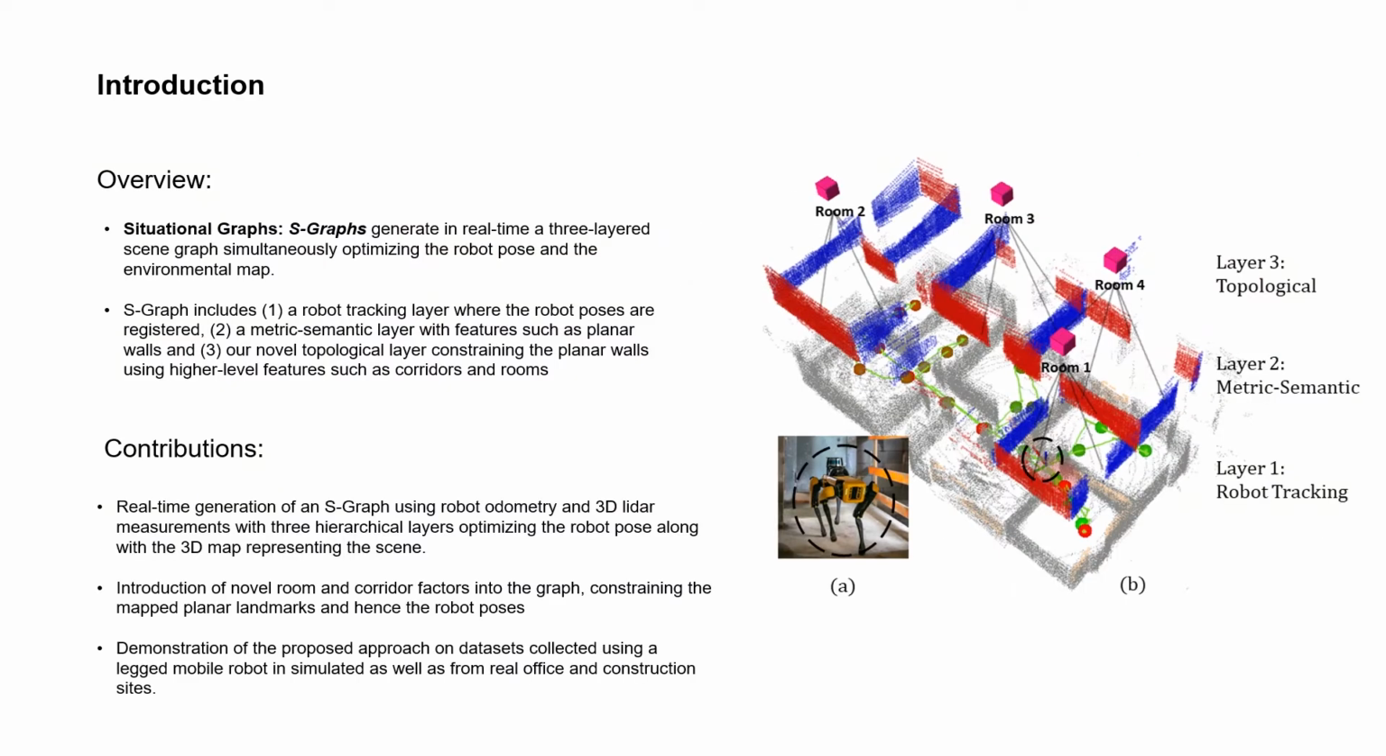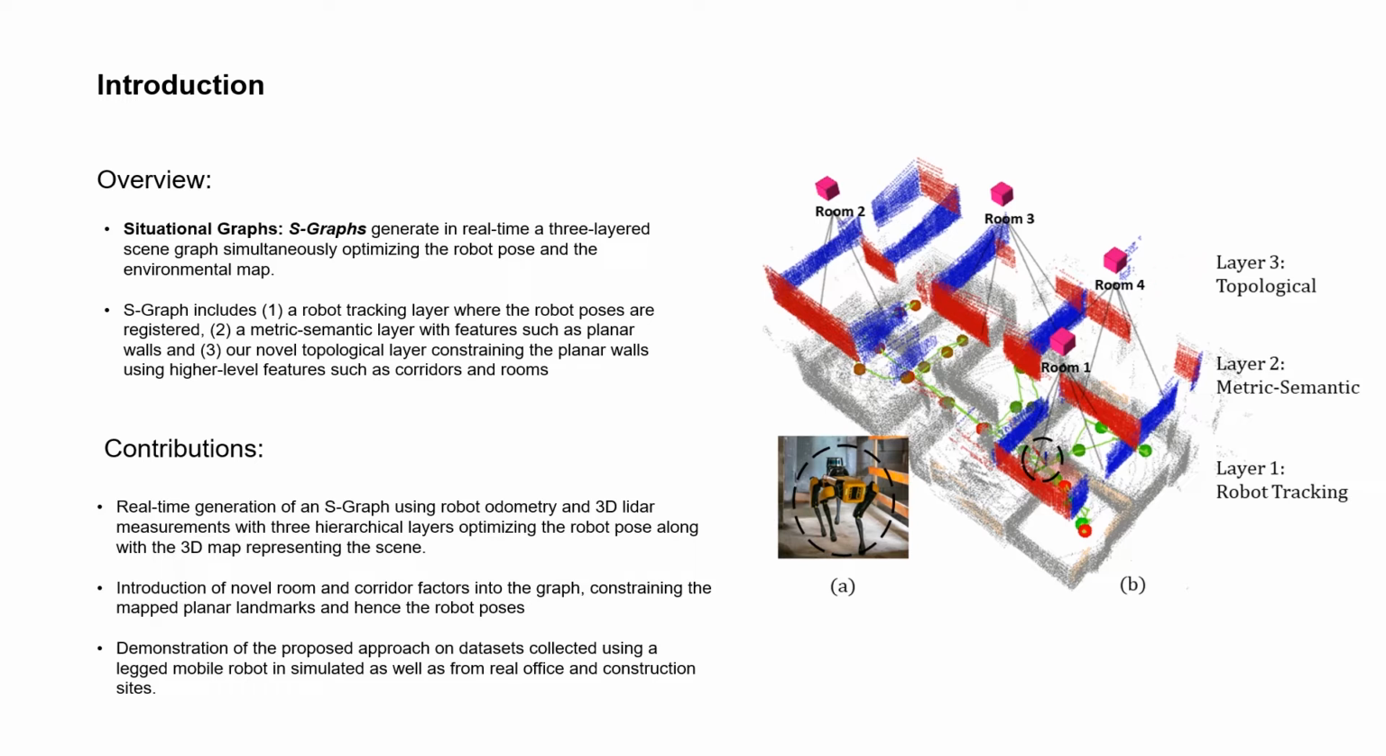In this direction, we present situational graphs, which bridge the gap between traditional LiDAR SLAMs and scene graphs. Our S-graph is a single optimizable graph divided into three layers, namely the robot tracking layer where the robot poses are registered, a metric-semantic layer with features such as planar walls, and our novel topological layer constraining the planar walls using higher level features such as rooms and corridors.